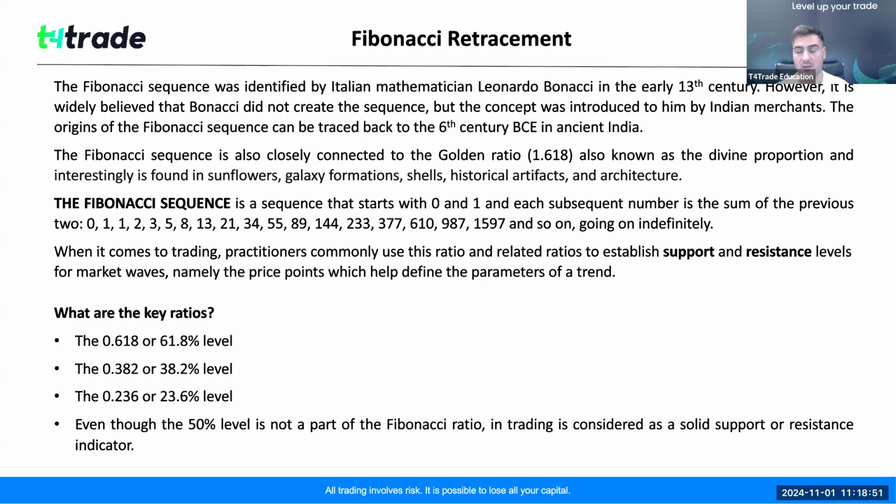Other important points are the 38.2% level, the 0.382, and another one is the 23.6% level, the 0.236. You're going to see them in action pretty soon. Finally, even though the 50% level is not part of the Fibonacci ratios in trading, it can be used, and it is being used, as a solid support and resistance indicator of the prior move that we have observed.